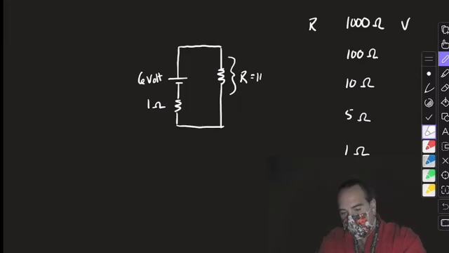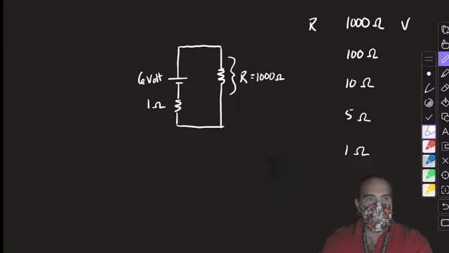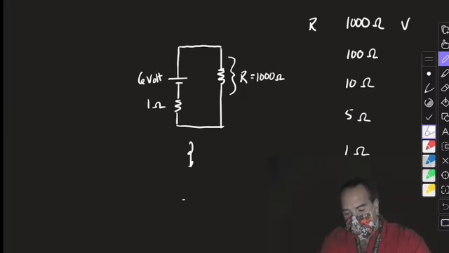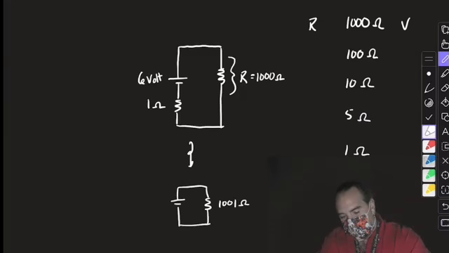In the first circumstance, I'm going to put a 1,000 ohm resistor in series with my 1 ohm resistor, the internal resistance of the battery. And I'm going to try and determine what the voltage is that I would measure across the resistor. It's not hard to do. My reduced circuit will have a total resistance of 1,001 ohms with a 6-volt source.